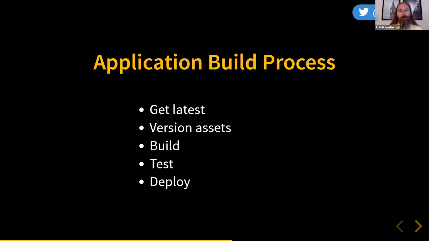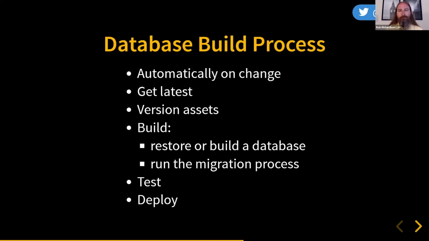Now that 5-step process, get the latest, version assets, build, test, deploy. These are the steps that we'll do to build and deploy any software. And so what's interesting is these are exactly the steps that we will do when we get to a database. In particular, we want to do this on every code change automatically. So when we find a new version in our source control system, we'll get the latest, version the assets, build, test, deploy. Let's see if we can do the same in a database.